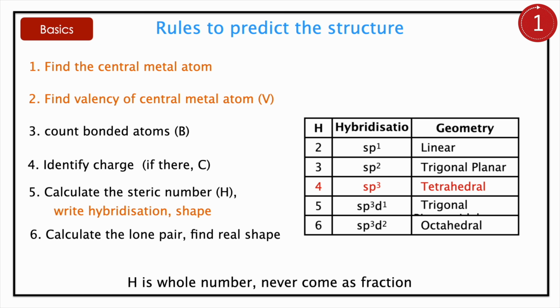The step-by-step procedure to find the structure. First you find the central metal atom, then you count the valency of the central metal atom, that is V, then count the bonded atoms, that is B, identify the charge if it is there, that is C. Then calculate the steric number by our formula, write the hybridization and shape, then calculate the lone pair, and find the real shape. Here the important fact is H is a whole number, never a fraction.